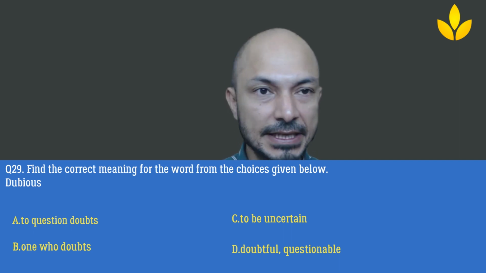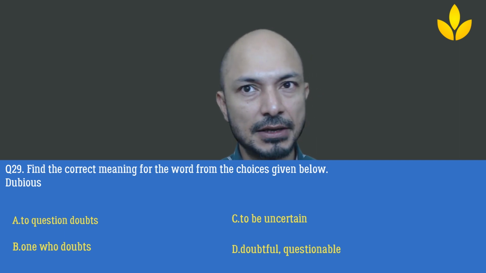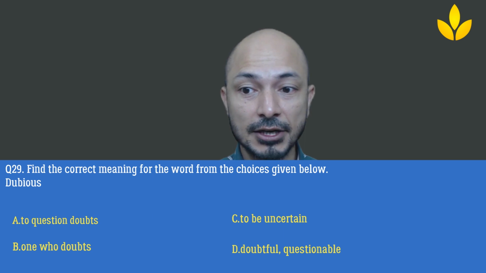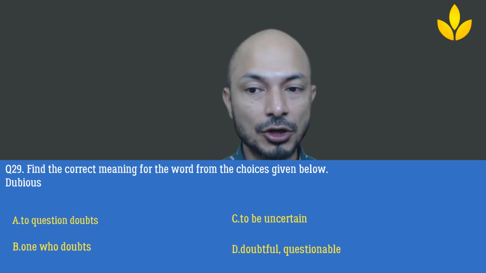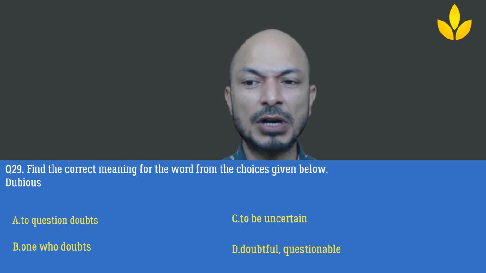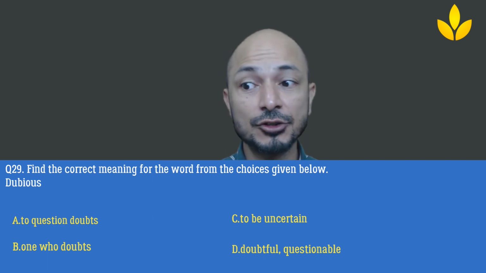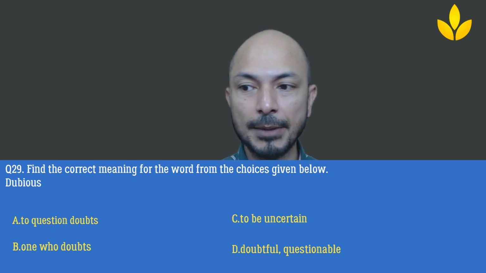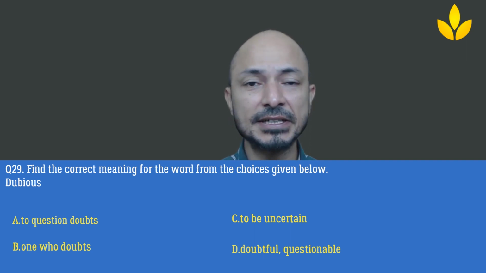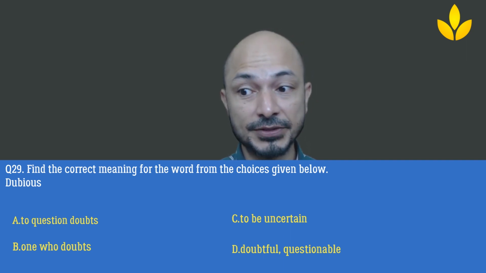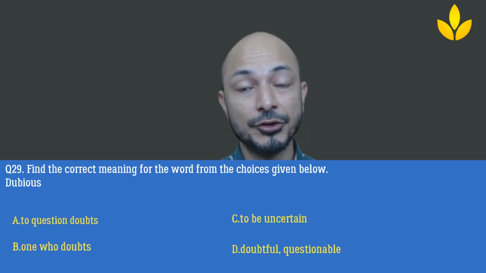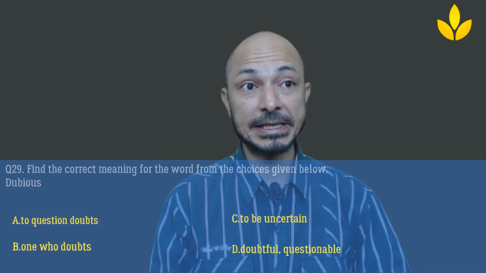Over here, dubious means something which you have to question. Well, it's not very clear, but definitely it's not going to be A, which says to question doubts. Dubious doesn't mean one who doubts, not at all. So A, B out of the question. C says to be uncertain. That is not the meaning of dubious. It is in fact D, which says doubtful, questionable. That is the meaning of dubious. The correct option, option D.